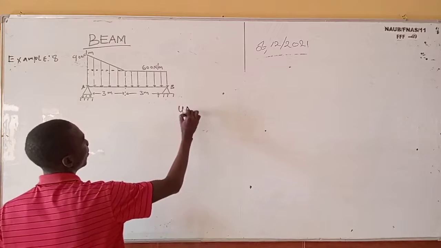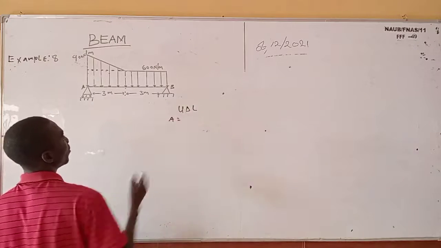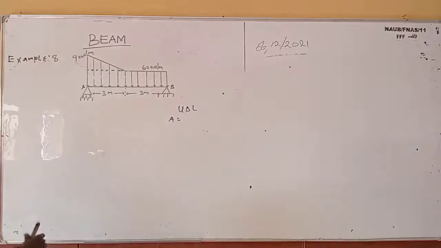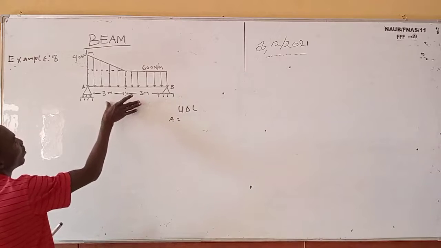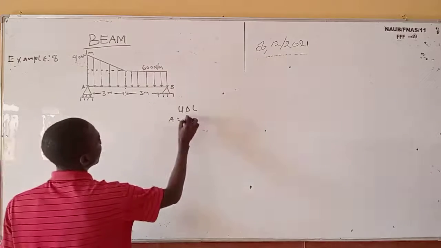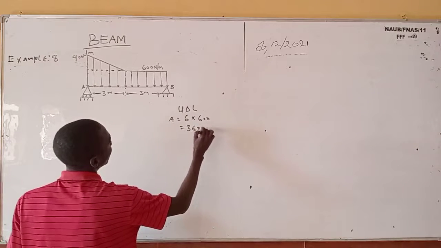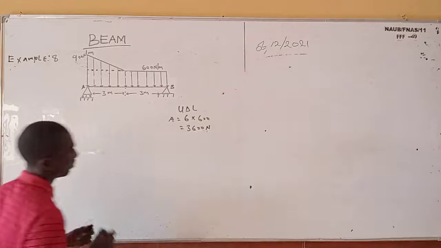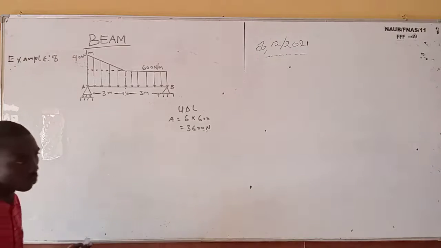UDL. So now for UDL, for you to convert it to point load, you consider the area of a rectangle, that is length, the total length times the weight. So now it's going to be 6 times 600, which is 3,600 Newton.